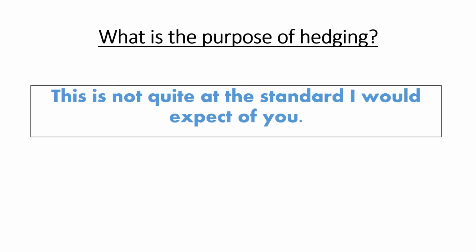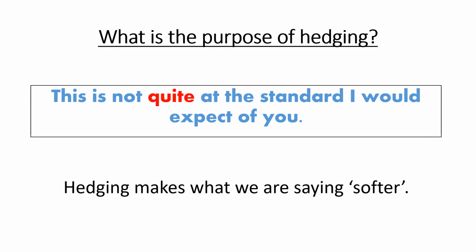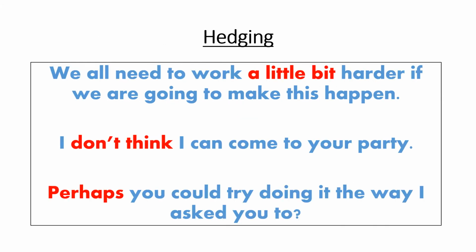Let's look at a real-life example of hedging, and this might be one used in school or a workplace environment. We have the sentence here, "This is not quite the standard I would expect of you." Now hopefully from reading this sentence, you can figure out that the hedge word here is "quite", and the purpose, like with most examples of hedging, is to make what we are saying softer. As without hedging, the sentence would read, "This is not at the standard I would expect of you." It's a lot more blunt and therefore potentially more likely to cause offence. Let's look at a few more examples.